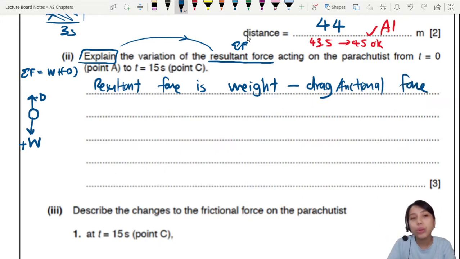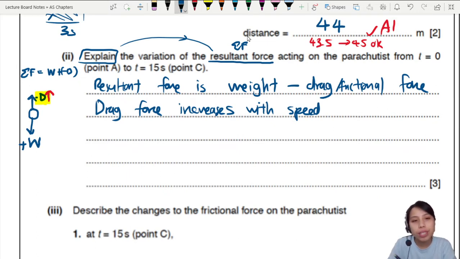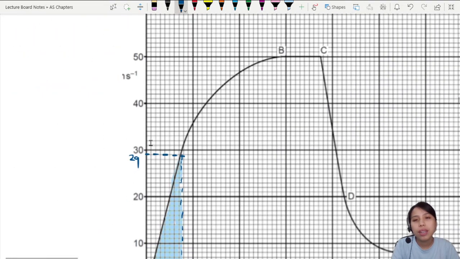Then you say who is the one changing? Drag force is the one changing. Weight is constant already. So we're going to say that the frictional or drag force increases with speed. As you get faster and faster, the drag force is getting bigger and bigger. So at some point, when you reach point C, what is happening at point C?